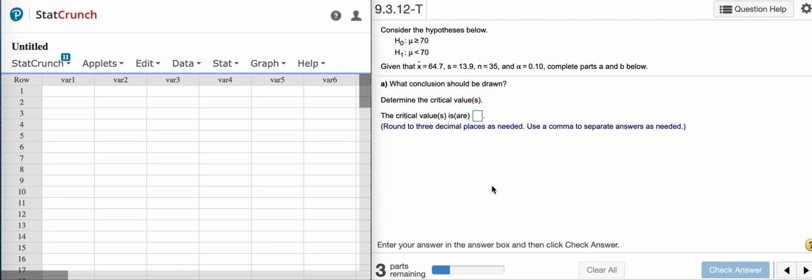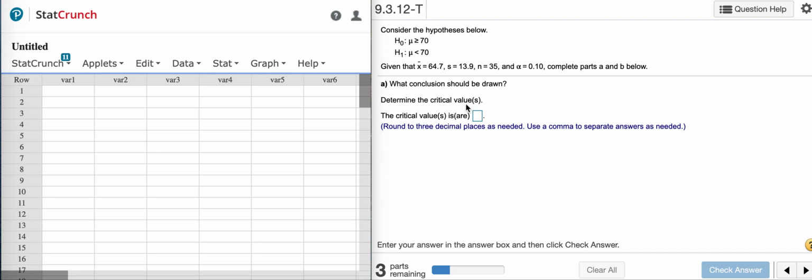Conduct a hypothesis test with the null hypothesis being mu equal to 70 and the alternative being mu less than 70. We're given the summary statistics: a sample mean x bar of 64.7, a sample standard deviation S equals 13.9, and a sample size n equals 35, and we're testing this with a significance level of alpha equal 0.1.